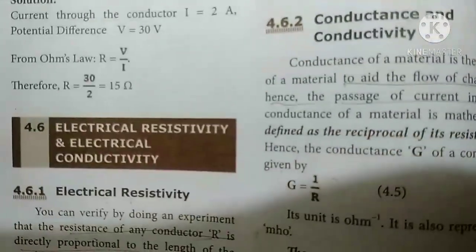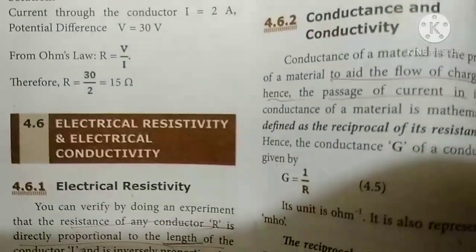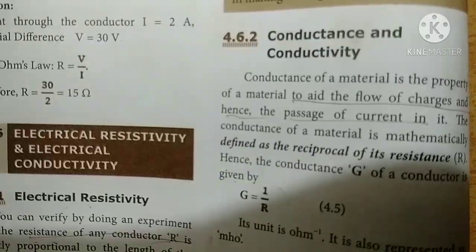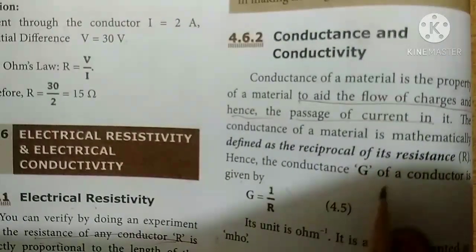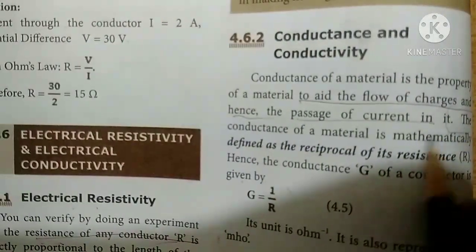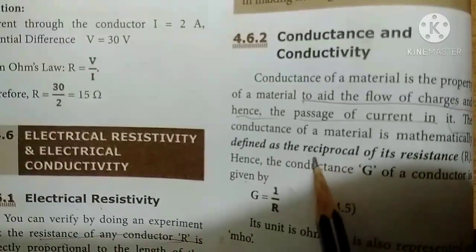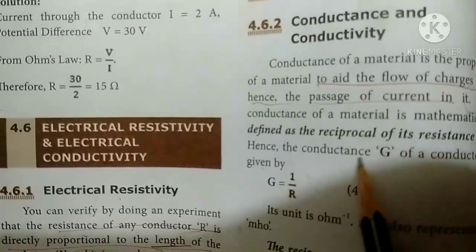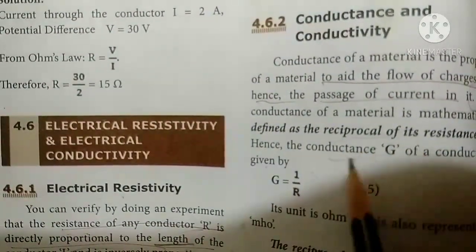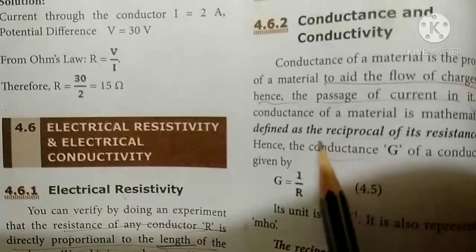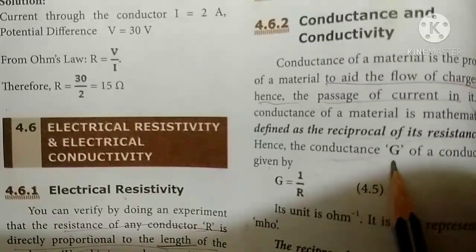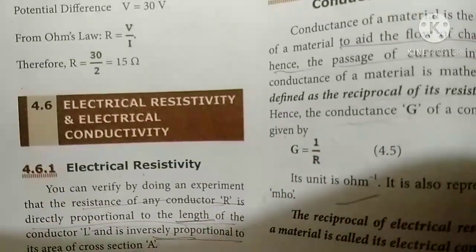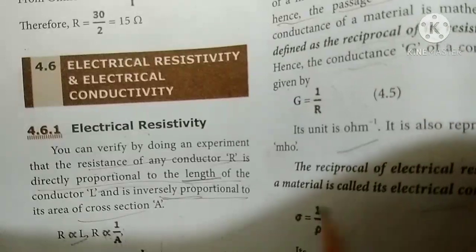Then here conductance and conductivity. Conductance of a material is the property of a material to aid the flow of charges and hence the passage of current through it. And next one, the definition is there. Conductance means reciprocal of resistance. First definition, what is conductance? It is defined as the reciprocal of resistance. It can be represented by the letter G. G is equal to 1 by R. Unit also mark it.